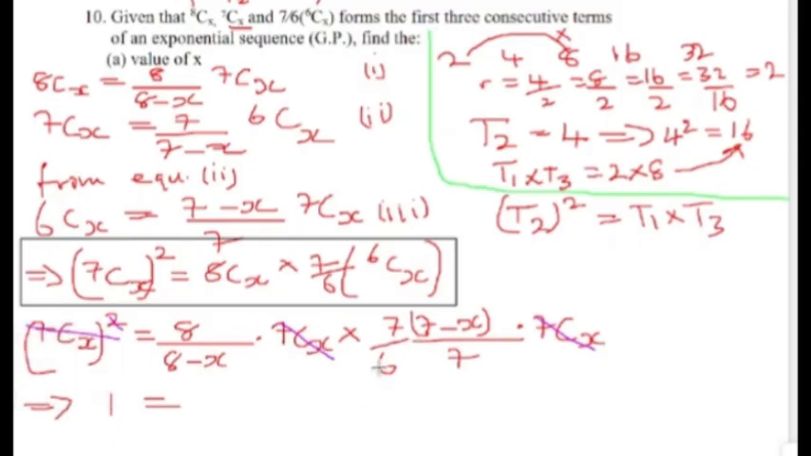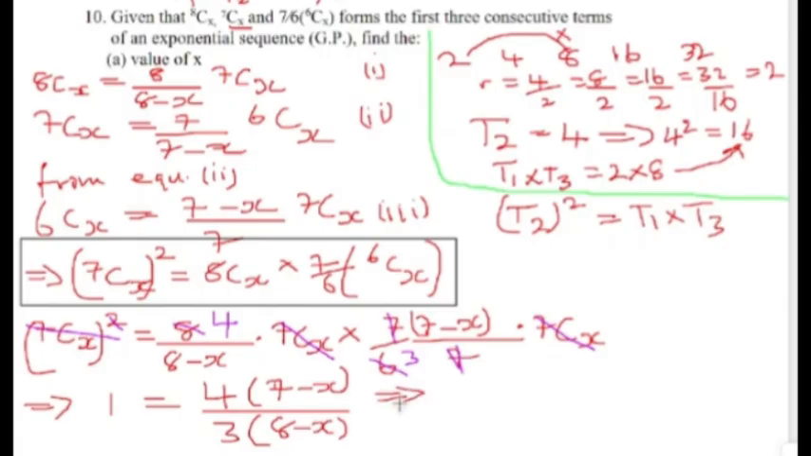Okay, then let's see what else we can do there. So 7 over 6, this cancels this effectively. 2 here is 3 and 2 here is 4. So it reduces to 4. You open your bracket: 7 minus x, divided by 3, 8 minus x. Okay, so let's continue here.